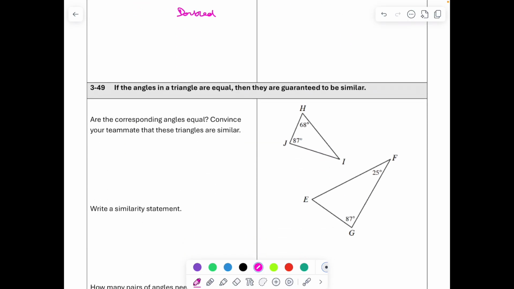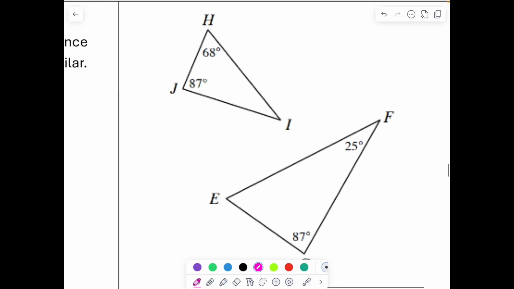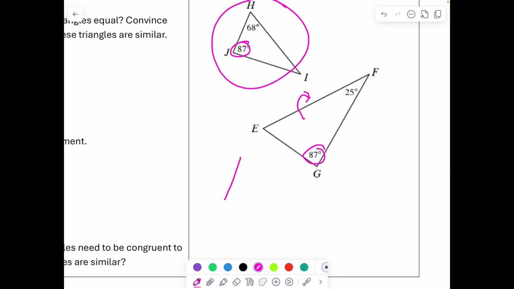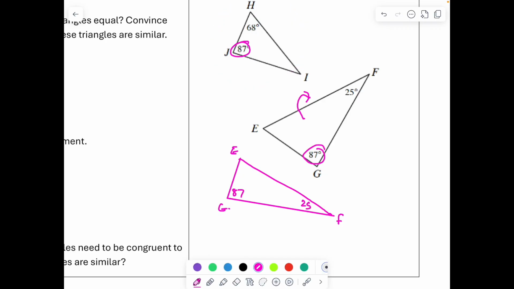So if the angles in a triangle are equal, then they are guaranteed to be similar. This is just a true statement. If the angles are equal, the triangles are going to be similar. So let's check if the corresponding angles are equal here. So 87 and 87. Let's make sure that if we rotated this triangle to look the same as this triangle, that would be correct. Let me just redraw it so that it looks similar. So that means this would be E up here, G and F, 25, 87. All I did was rotate this triangle a little bit.